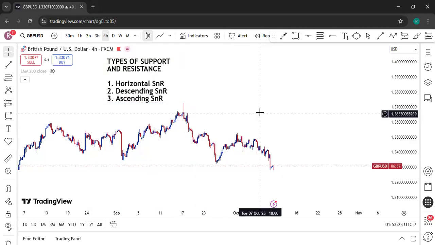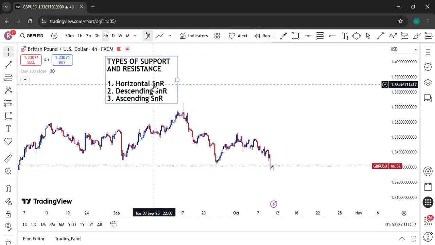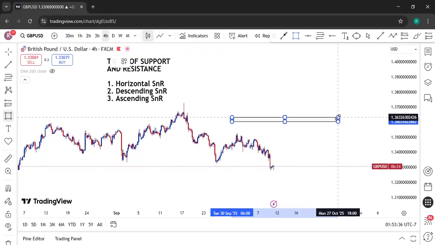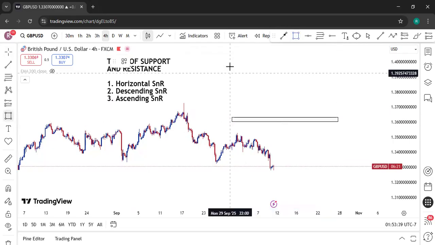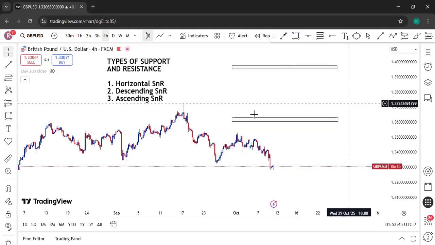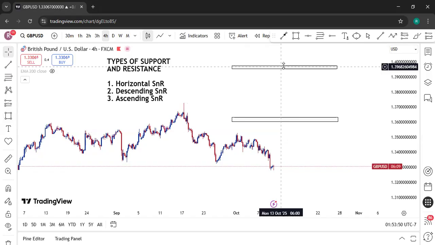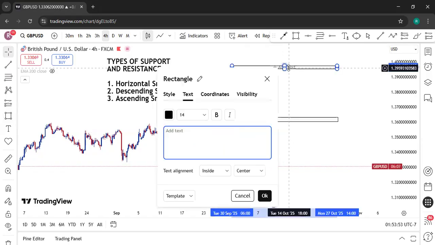The very first type that we have is the horizontal. I put it here as SNR, that's support and resistance. So the horizontal support and resistance, this is how it looks on the chart. We have the price moving within a range like this. This is serving as resistance. That means price is bouncing to the low side from this area. So I'm going to tag this as resistance.